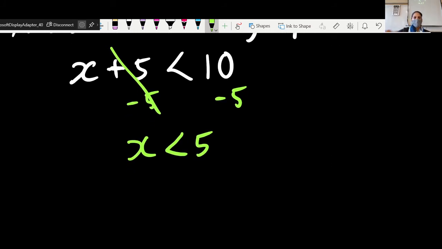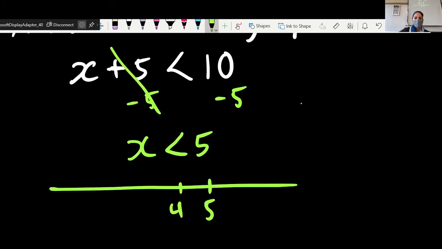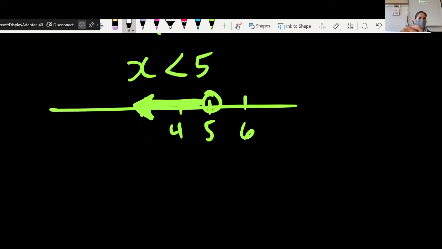Good? And then the other thing is if we want to graph that, I would do that. 5, 6. Do I color in the circle? If it's less than, we leave it open, and less than 5 would mean we go this way. So this is how we're going to appropriately graph out what our solution is. Good? Okay, so you know how this goes.